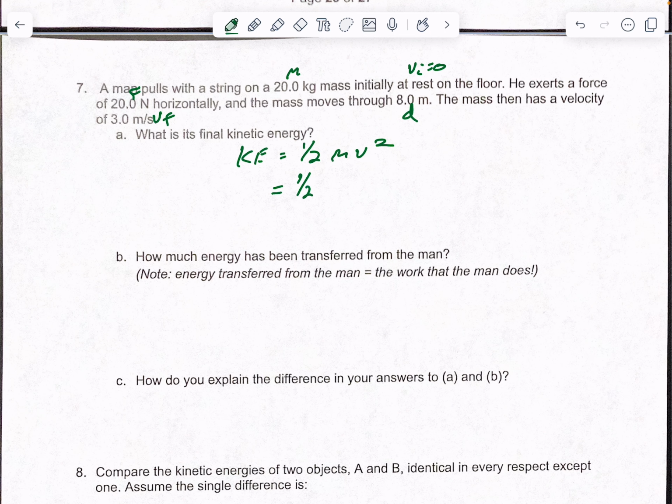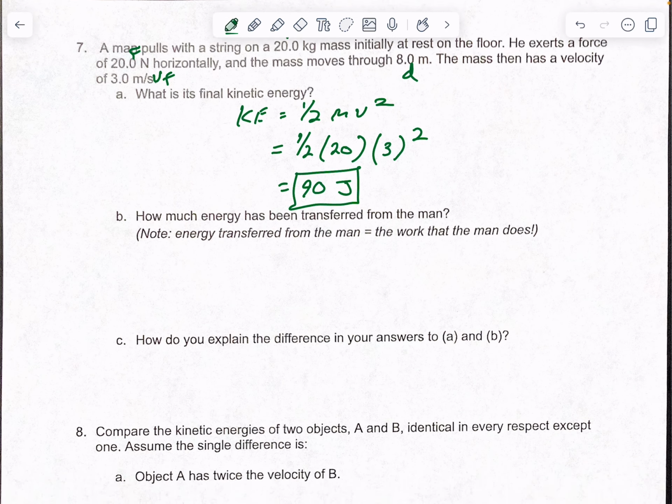Okay, so the final kinetic energy, all we have to do is plug in our mass and our final velocity. That would be 1/2 your mass, which is 20, times your velocity, which is 3, and that's squared. Okay, don't forget the squared, and you get 90 joules.